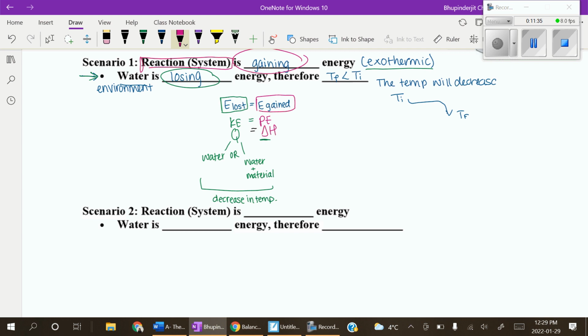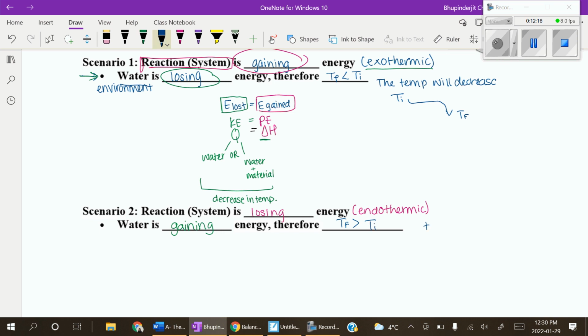Scenario 2, if the reaction or system is losing energy, it is endothermic. Therefore, that means that the water is going to be gaining energy. Therefore, our T final is going to be much greater than our T initial. So our T final is going to be greater than our T initial. Should probably learn how to write T.